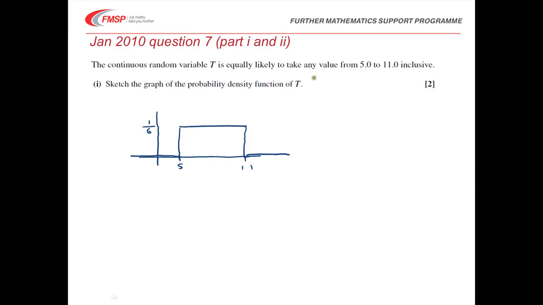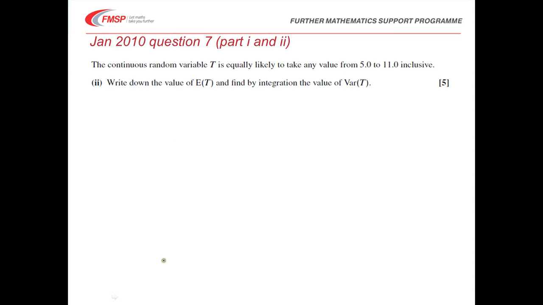So that's some additional information that I'm looking for. You get 2 marks here, one for drawing the horizontal line, and you get your accuracy mark for making sure that these bits are on as well. So you can see it's quite important that we consider the entire thing. We've then got to write down the value of E of t and find the variance by integration. There are other techniques, but we've been asked to do this by integration.